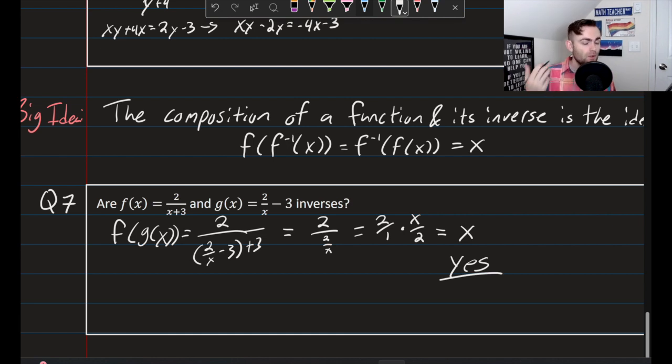So again, I would always use composition to check. It might seem easier to take the inverse sometimes, but use composition. It's a nice, easy way to verify.